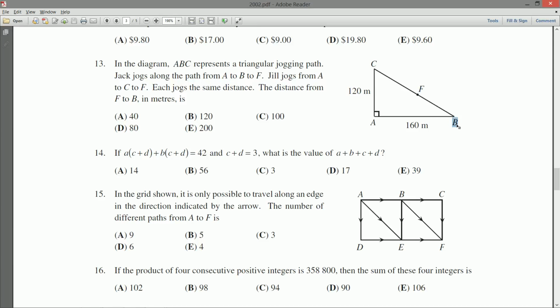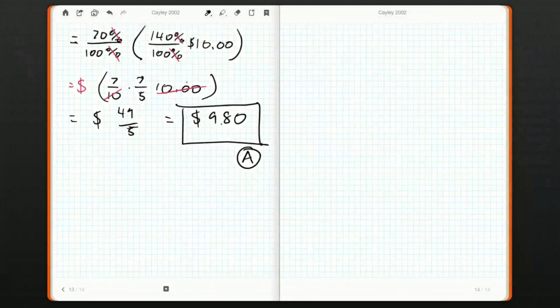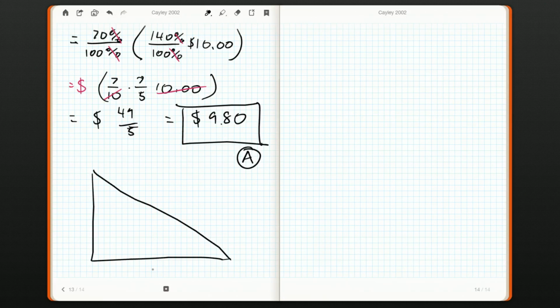So I'm going to draw the picture, and I'm going to single out what F to B is, because I'll give that a variable name, and I'll know that's what I'm solving for. So Jack does that, so we'll call that, actually, J would work for both of them, but we're going to give that the name J. So 160 here, 120 here. We have this point F here. We're going to call this distance J. This is A to B to C.